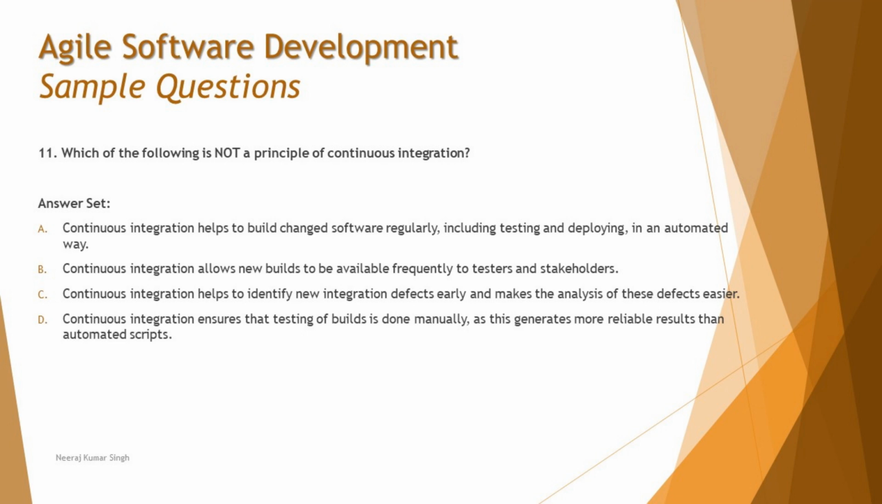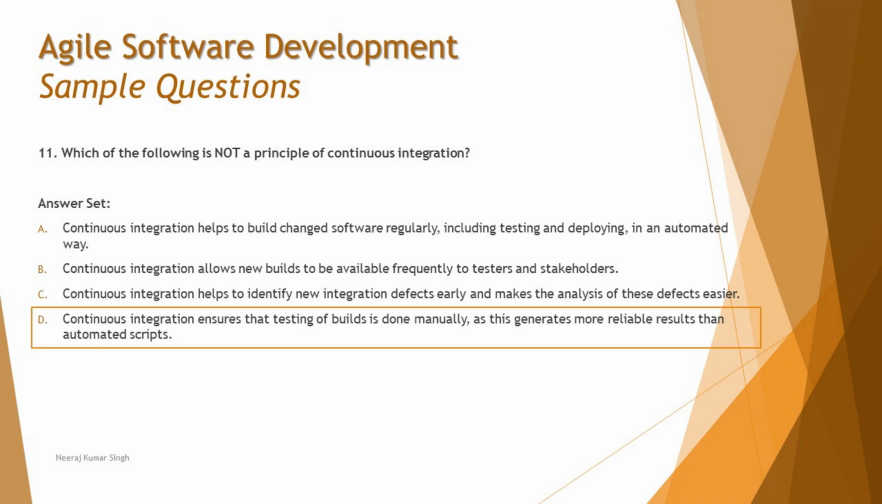So put together, the right answer here is D: continuous integration ensures that testing of builds is done manually, as this generates more reliable results than automated scripts, is not a principle of continuous integration.